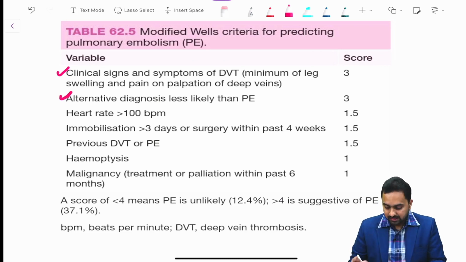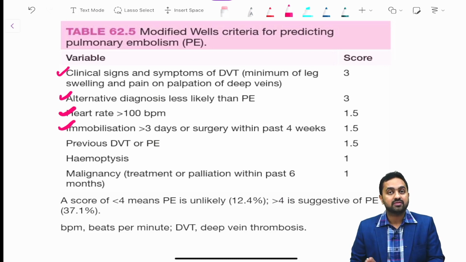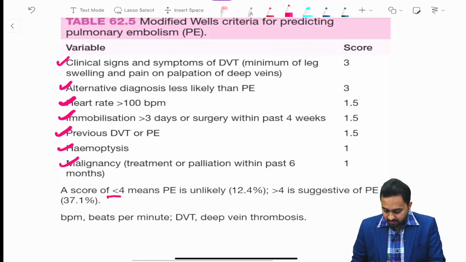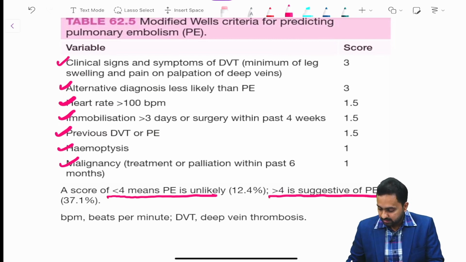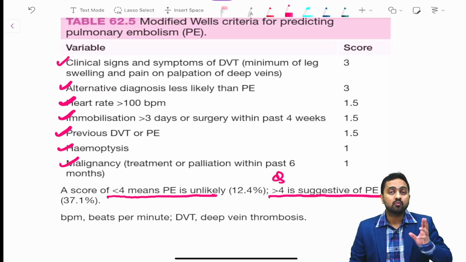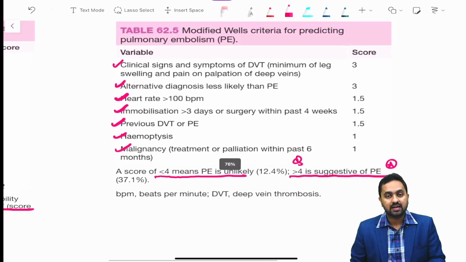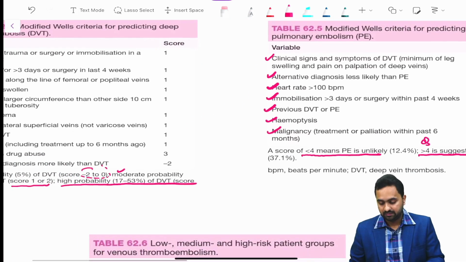Then if you have an alternative diagnosis less likely than PE, then you have heart rate more than 100 beats per minute, immobilization for more than 3 days or surgery within the past 4 weeks, a previous history of DVT, hemoptysis and malignancy, right. So, a score of less than 4 means PE is unlikely, whereas a score of more than 4 is suggestive of pulmonary embolism, whereas a score of more than 2 in case of DVT in Wells criteria was highly suggestive of DVT.